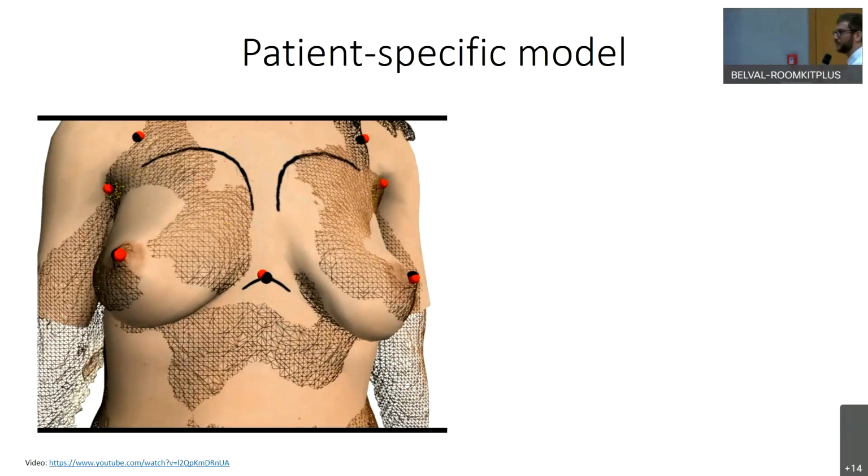What I want to stress here is that this method is highly flexible. It can be used for any kind of surgery. So if we take another pattern, we will be able to fit it. It could be for the leg, it could be for the arm.